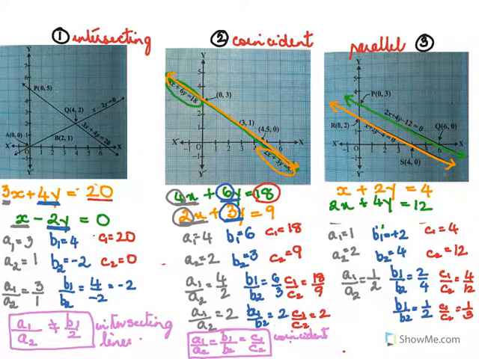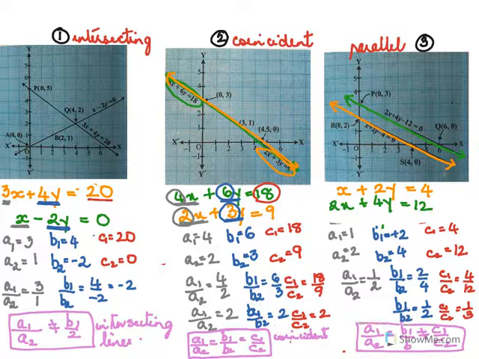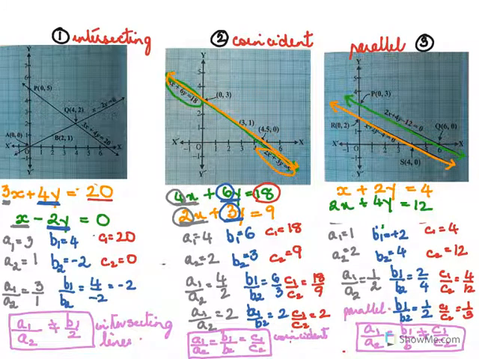So we have seen here that a1 by a2 is 1 by 2, which is equal to b1 by b2. So we're taking these values: 1 by 2, we got 1 by 2, and we got 1 by 3 here. But this is not equal to c1 by c2. a1 by a2 equal to b1 by b2, not equal to c1 by c2. And here you know what kind of lines were they? Parallel lines. So if this is the case, our condition is parallel lines.